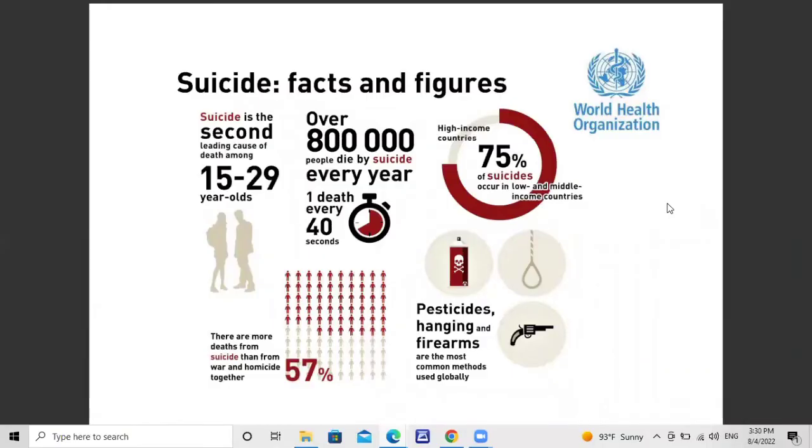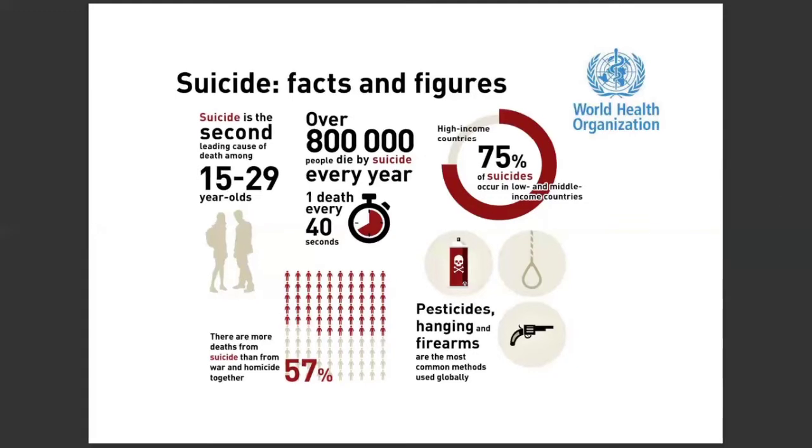So these are some facts and figures about suicide. Suicide is the second leading cause of death among 15 to 29-year-olds. Over 800,000 people die by suicide every year, which means one death every 40 seconds. 75% of suicides occur in low and middle income countries. There are more deaths from suicide than from war and homicide together, which accounts for 57%. Pesticides, hanging, and firearms are the 3 most common methods used globally.